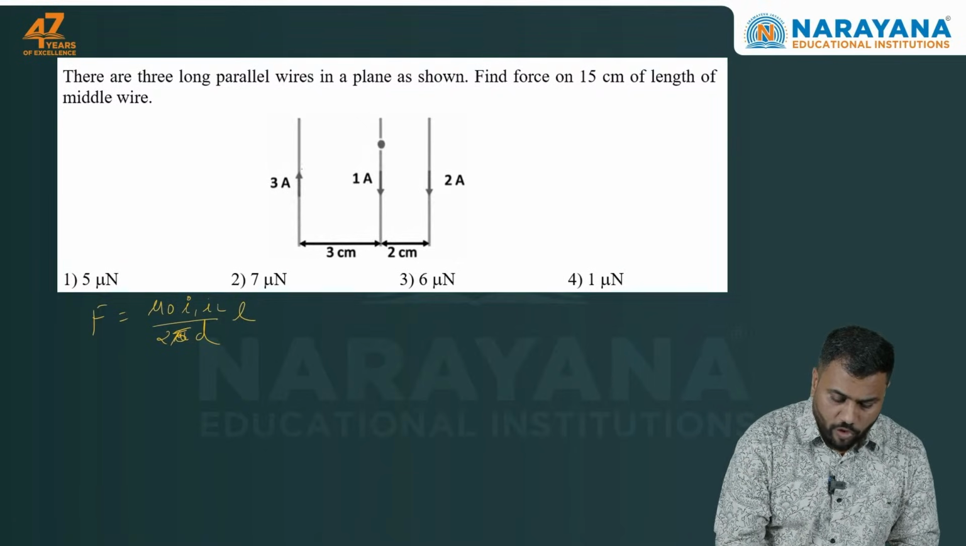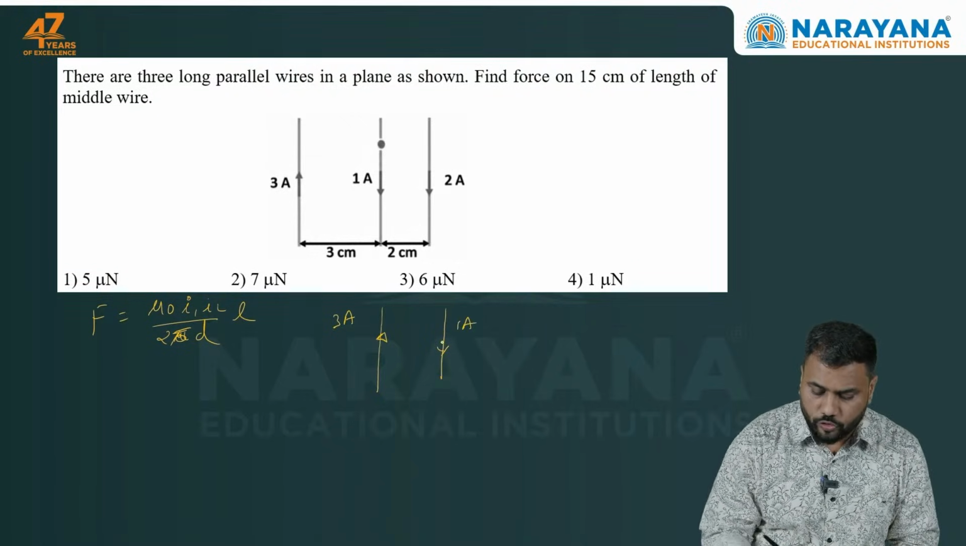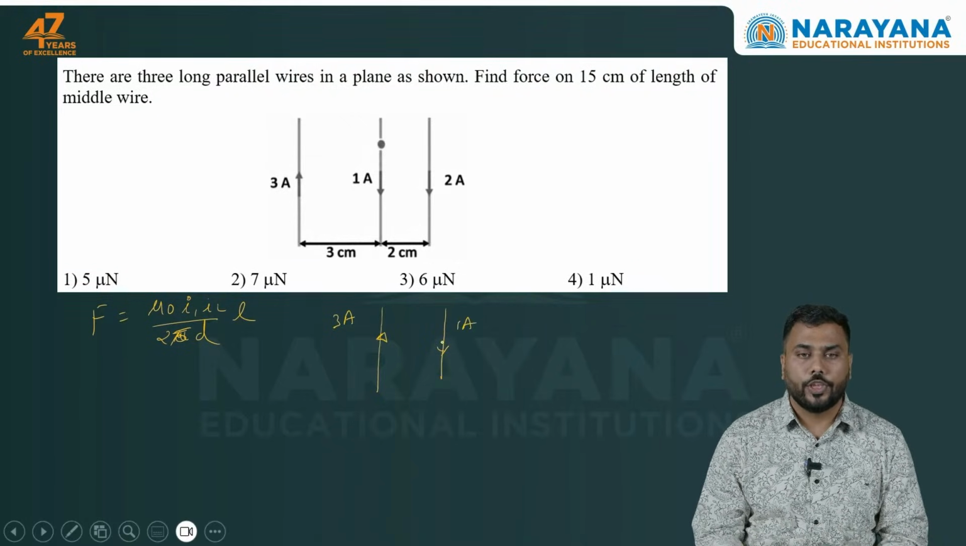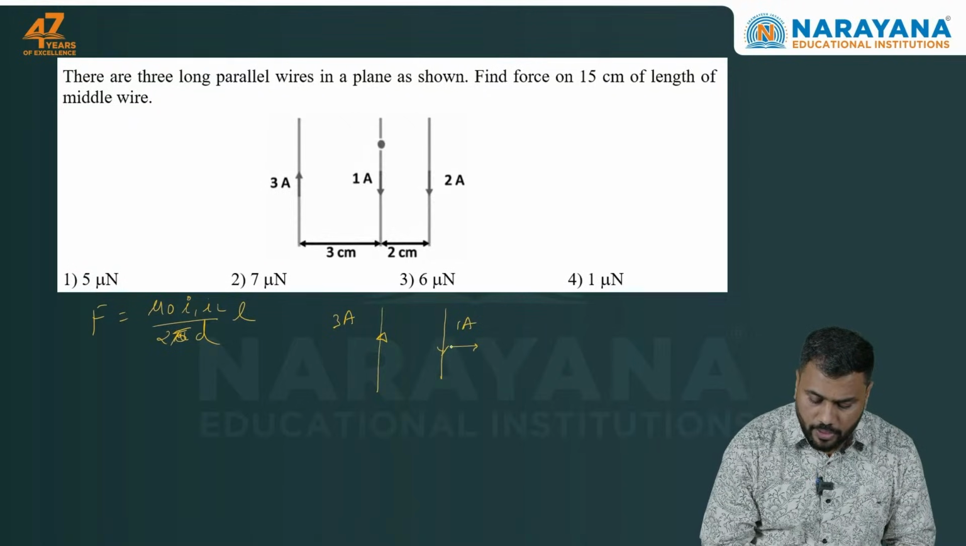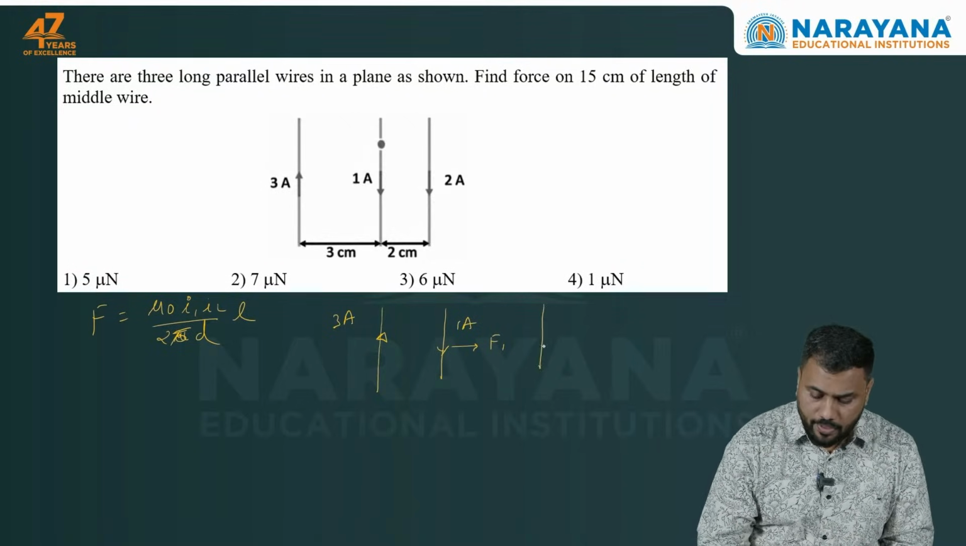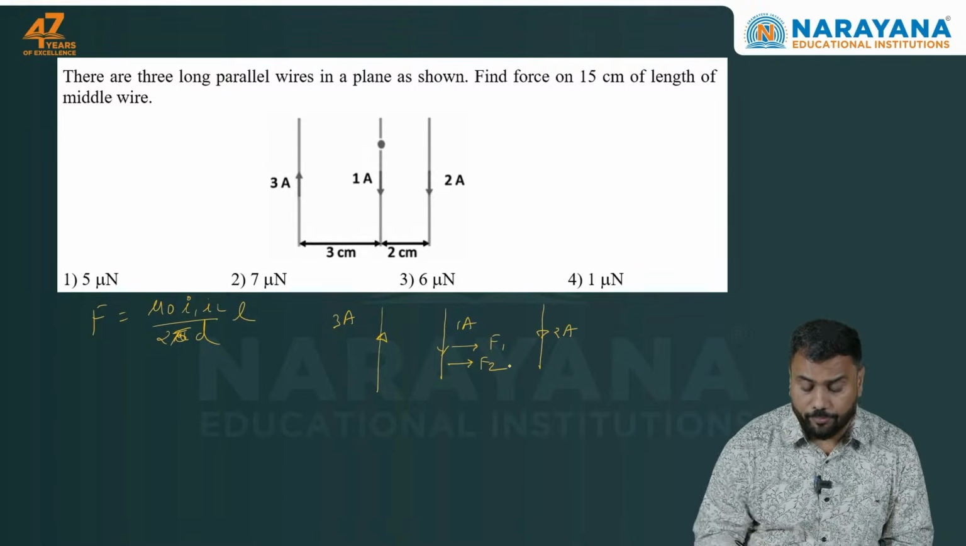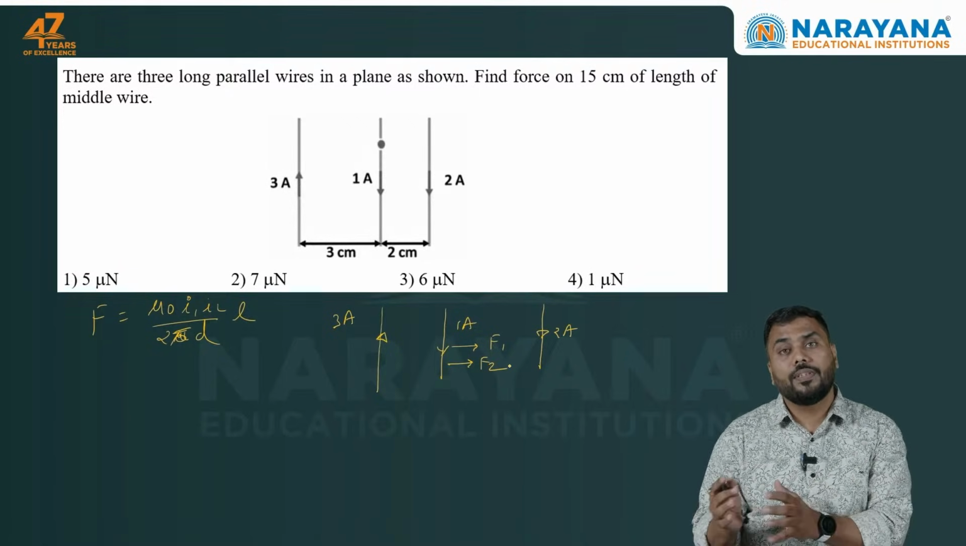So for the force between the first two wires, let me draw the diagram here in yellow color so that it is visible on this background. These two wires are carrying current in opposite directions, so there will be a repulsion between them. Let's call that force F1. But the other wire having 2 ampere current has current in the same direction as the 1 ampere wire, so there should be an attractive force between them. Hence I need to add up these forces.